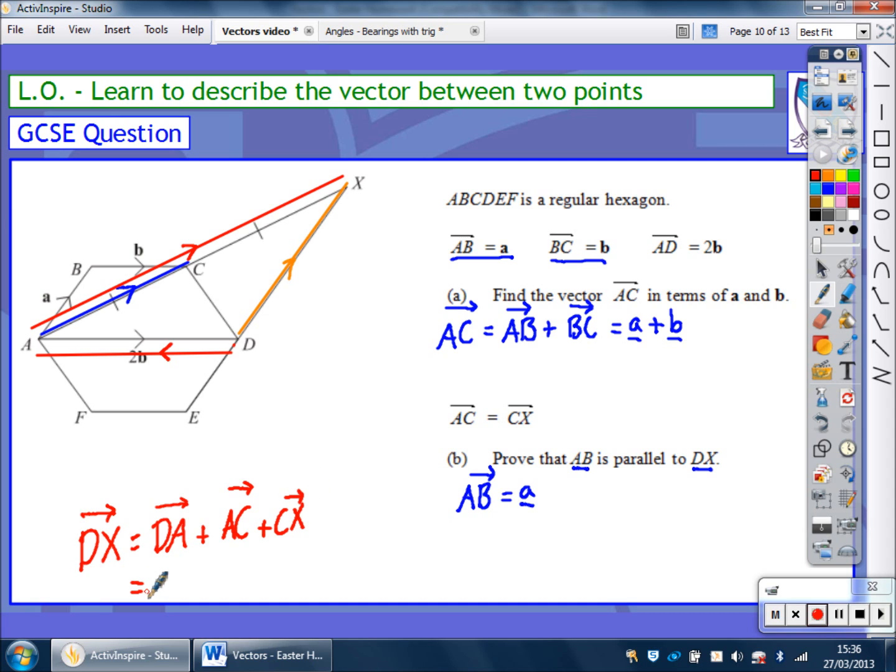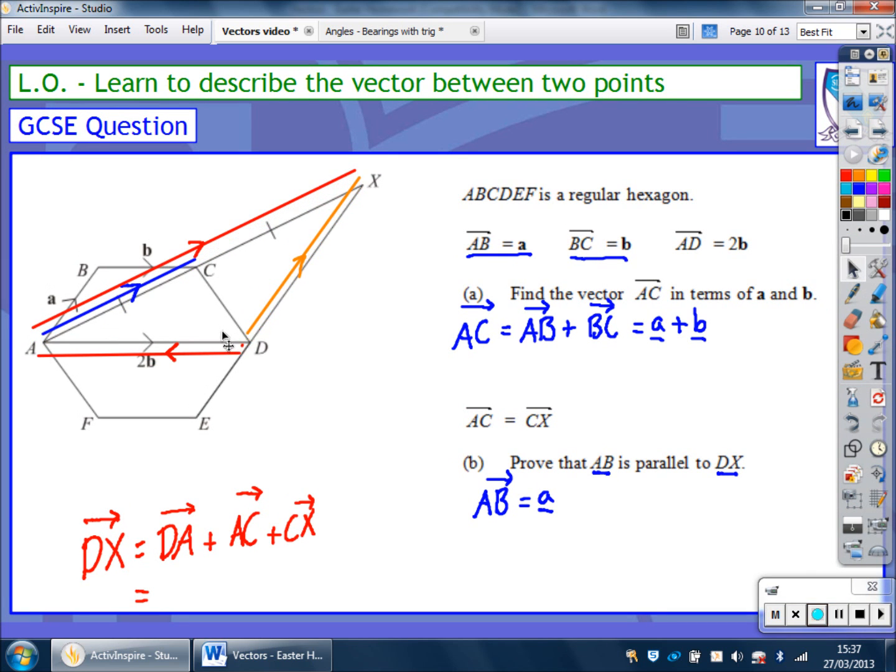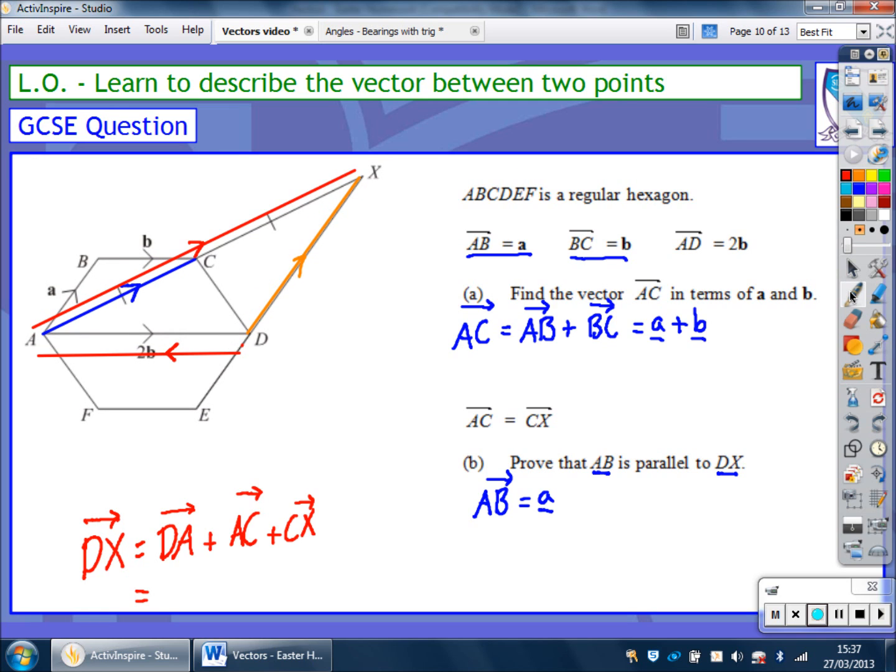Now D to A is just minus 2b. Minus because it's going in the opposite direction of the arrow. Okay, hopefully you can see that that vector there is still 2b. So D to A is minus 2b. A to C is what we worked out in part a, which is a plus b. And C to X, we were told that C to X is equal to A to C. So that's also a plus b.